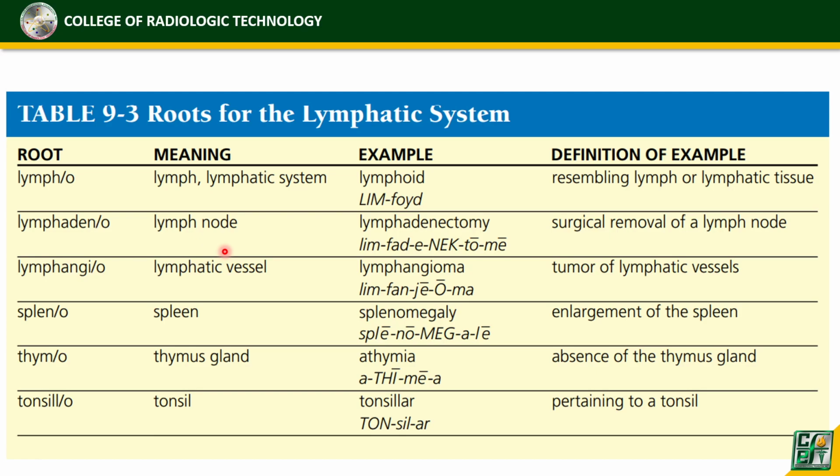Then we have spleen or spleno. Ang kanyang example ay splenomegaly, enlargement of the spleen. Then thymo or thymus gland. Athymia, absence of the thymus gland. Next we have tonsillo, which means tonsil. Then the example is tonsillar, pertaining to the tonsil.